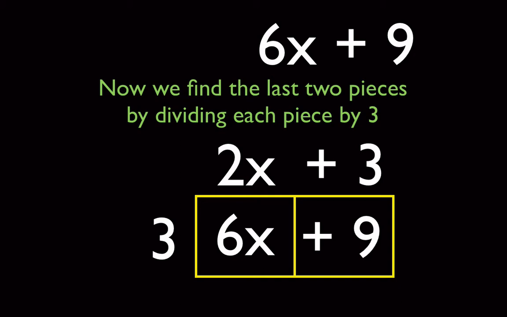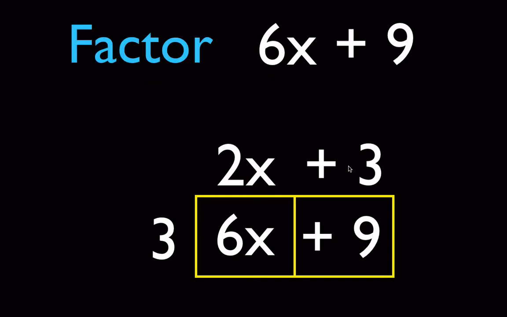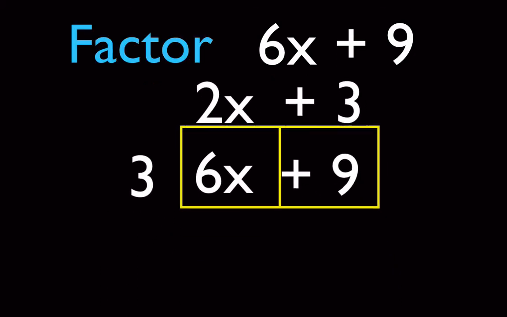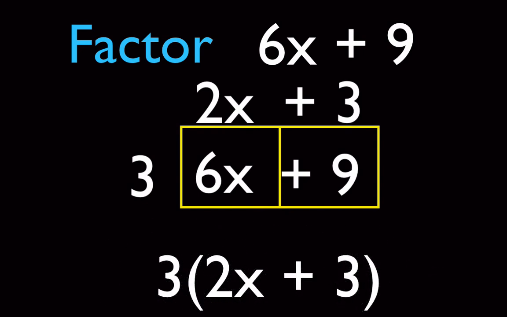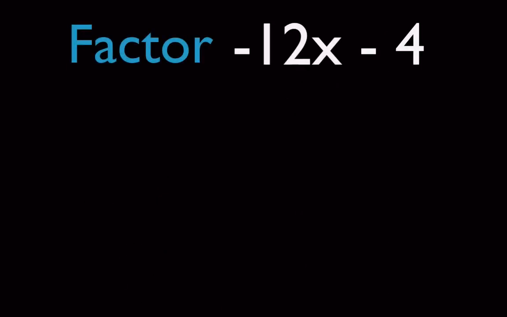Once you get to there, you're not quite done. All you have left to do now is write it as a parentheses problem: 3 parentheses 2x plus 3. Whatever ends up on top goes inside the parentheses as if there was a parenthesis on each side, and the number on the outside on the left goes outside the parentheses. So let's give this one a try. Go ahead and pause the video and give it a try.